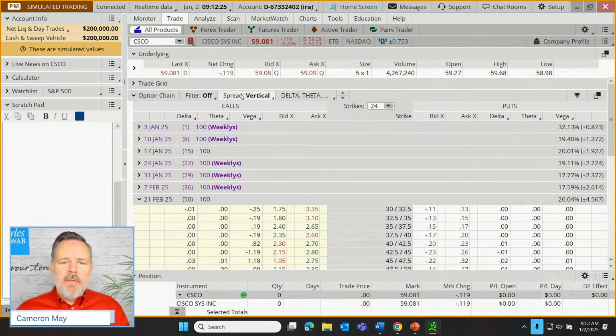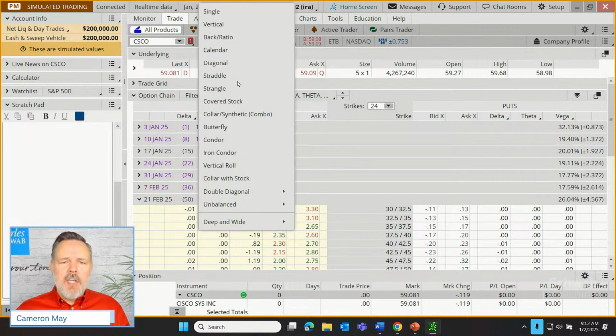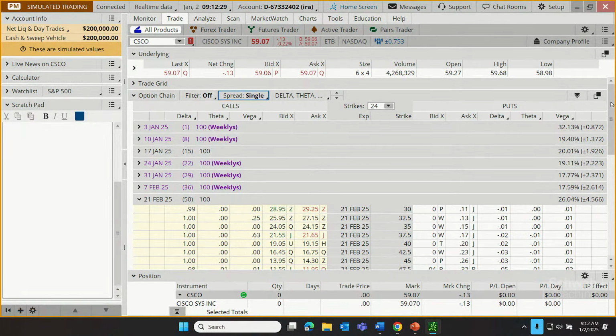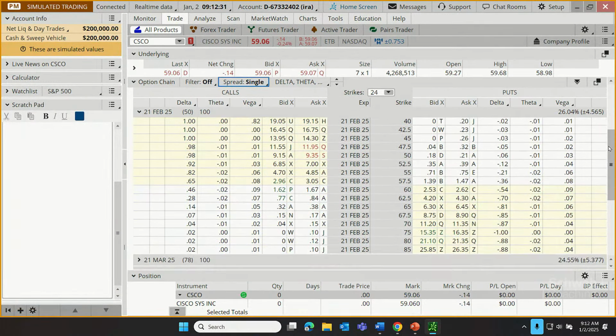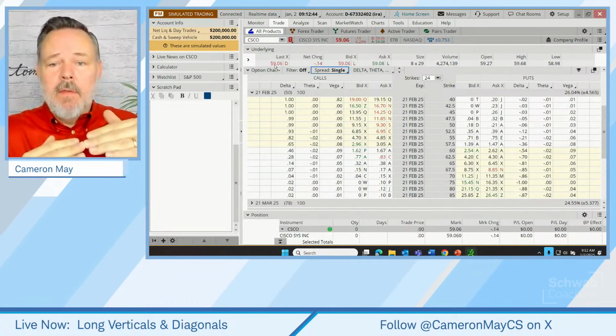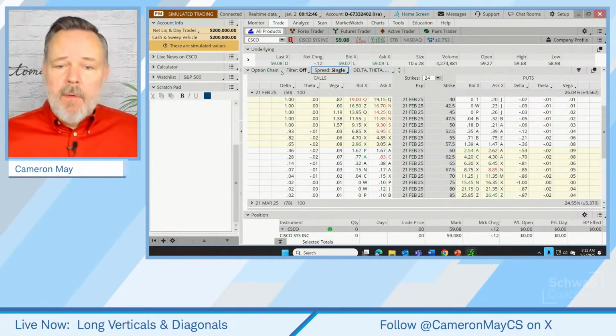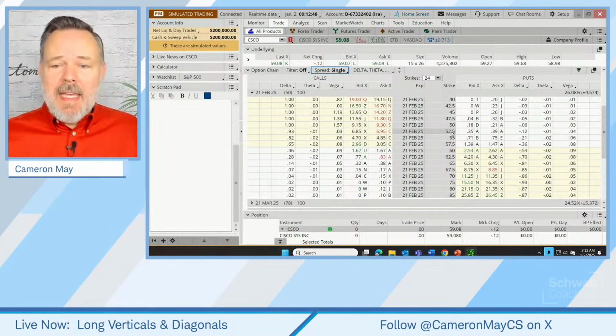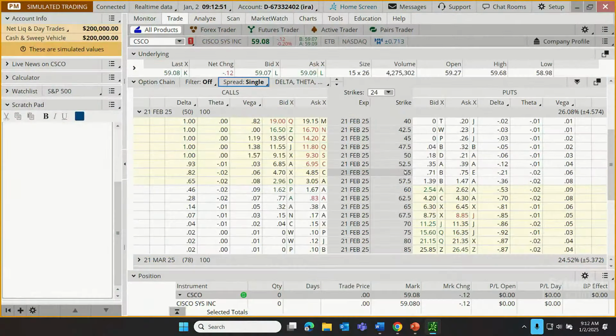Now I have the spread set to vertical. Let's change that to single, just so that we can see all the individual strikes here. And with the stock trading at about $59, where might a trader go if they're looking for a high probability of success, but they're okay with maybe a lower reward potential for being successful? Well, with that sort of a trade setup, they might go in the money. Maybe I'm sort of eyeballing the 55, maybe the 57.5 vertical spread.